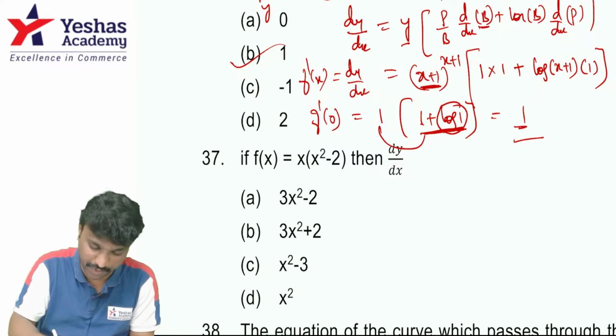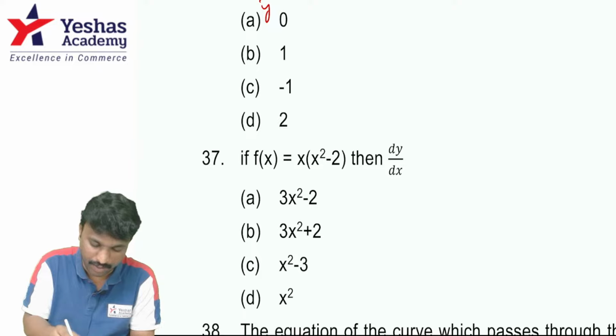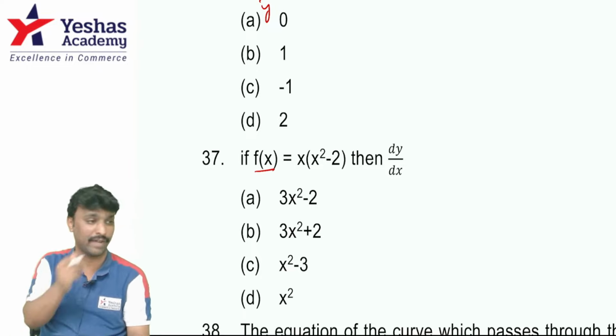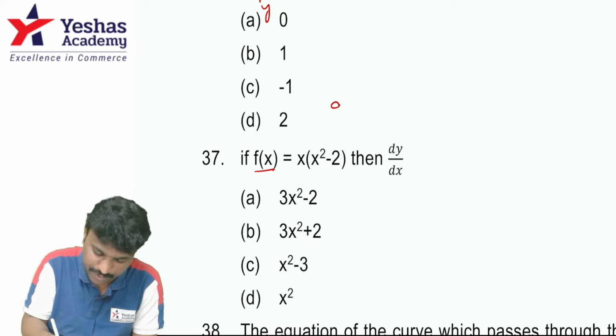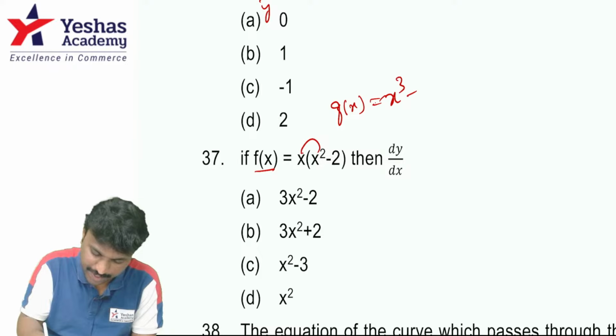Moving on to the next question. Question number 37. F of x is given to be x into (x square minus 2). Then the value of dy by dx. First of all, remove this bracket, so it becomes x cube minus 2x.